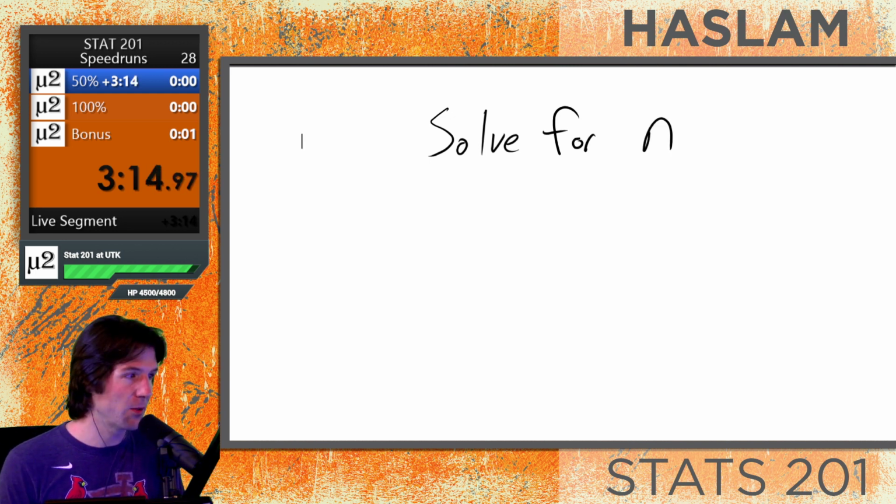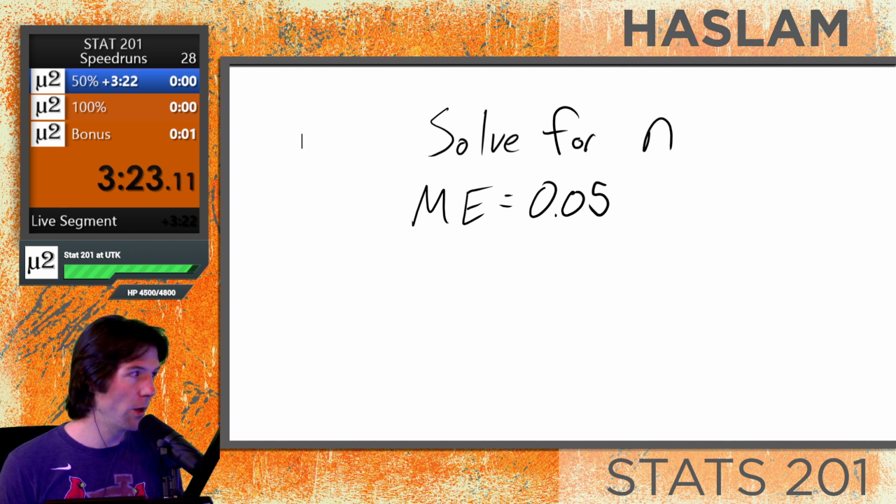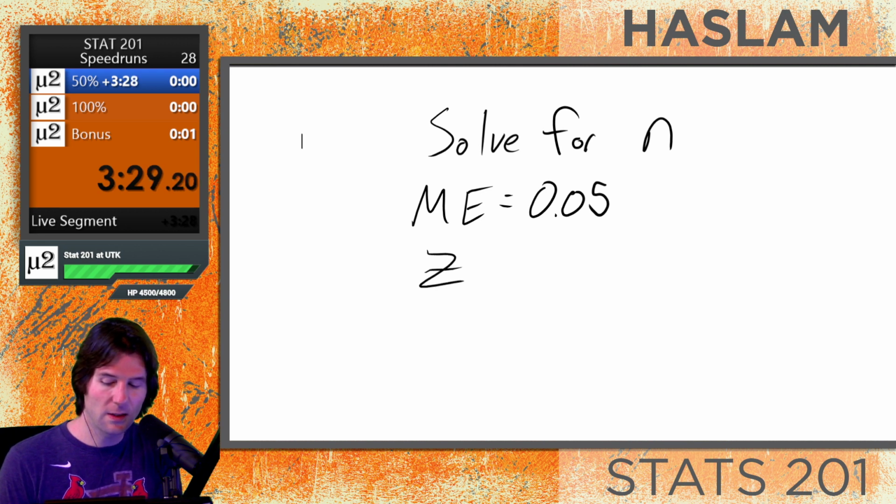And we're trying to figure out the sample size. They told us that the margin of error is equal to 0.05. So we know the margin of error. The z-score was obtained from knowing that it's a 99% confidence interval. So because it's a 99% confidence interval, the z is equal to 2.5758.